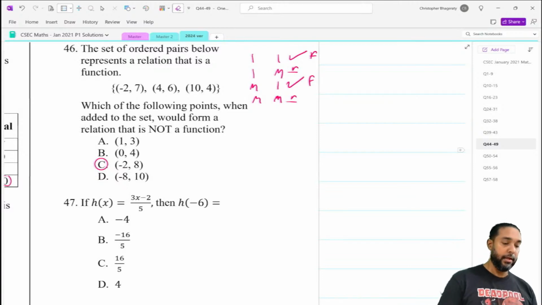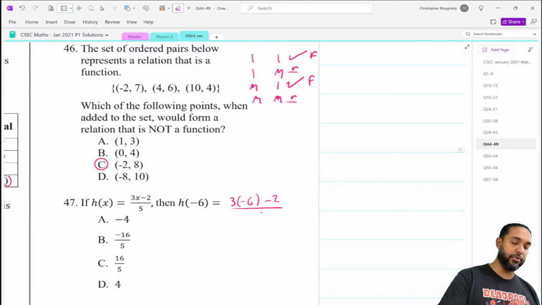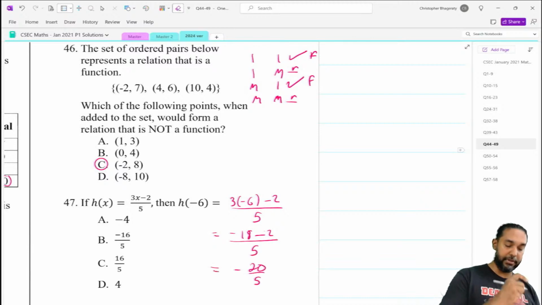All right, h of x is 3x minus 2 over 5. h of minus 6 is 3 by minus 6, then minus 2, all over 5. 3 by minus 6 is minus 18. Minus 18, then minus 2 will give us minus 20. Minus 20 over 5 is minus 4.